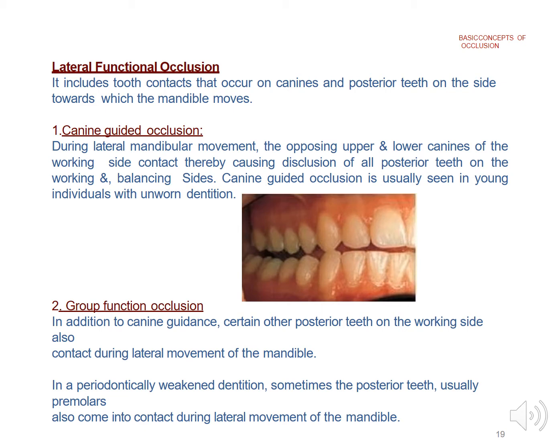Secondly is the group function occlusion. In addition to canine guidance, certain other posterior teeth on the working side also contact during lateral movement of the mandible. In a periodontally weakened dentition, sometimes the posterior teeth, usually premolars, also come into contact during lateral movement of the mandible. Group function occlusion usually happens in an older person because the canine is already worn, so that's why there is contact on other posterior teeth, for example canine, premolar, and sometimes molars.